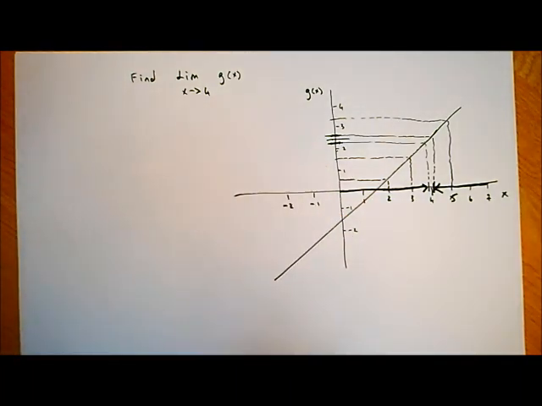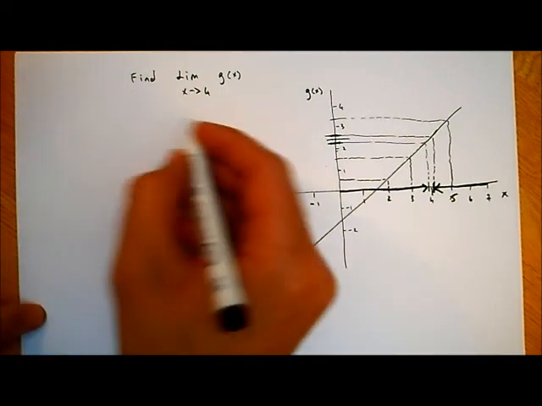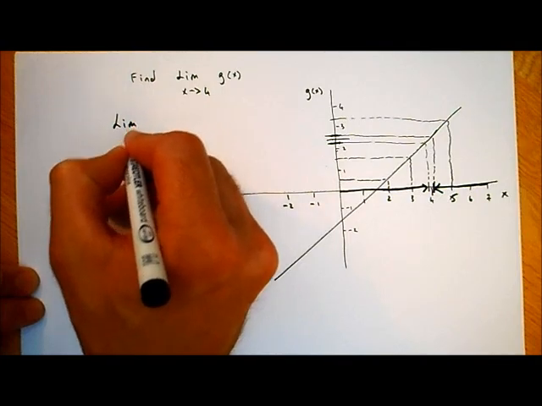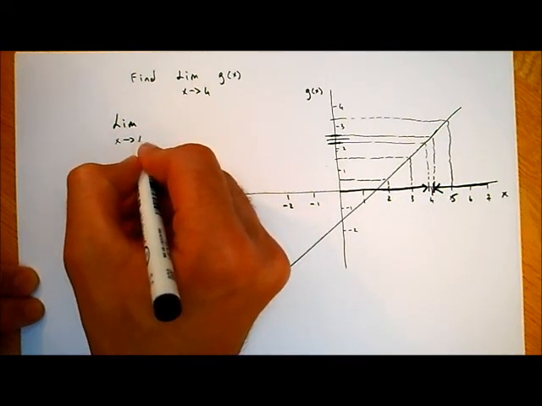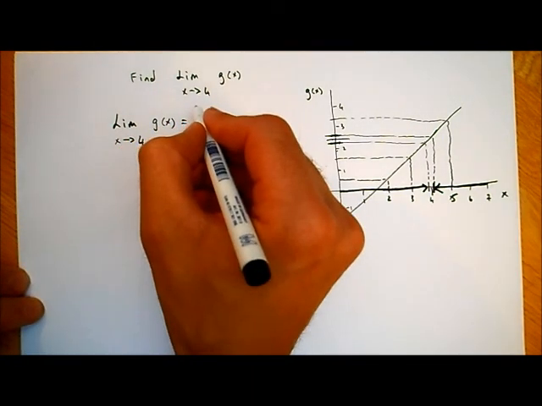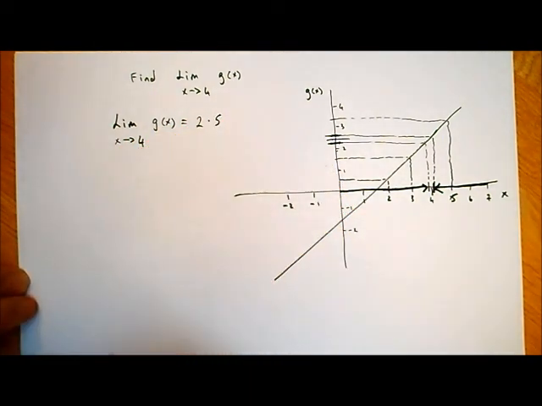So it's very hard to get an exact value from a graph, but we can see that it's around about 2.5. So we say that the limit as x approaches 4 of g of x is equal to, we'll say, 2.5.